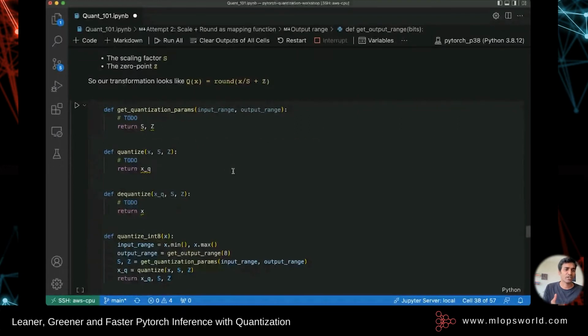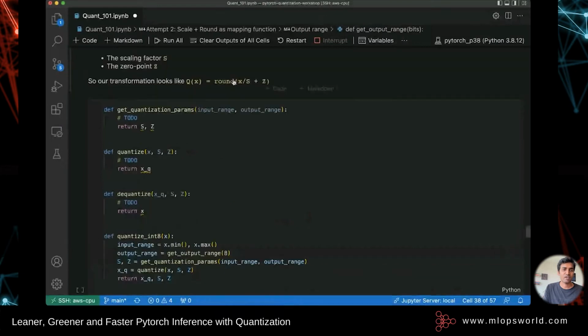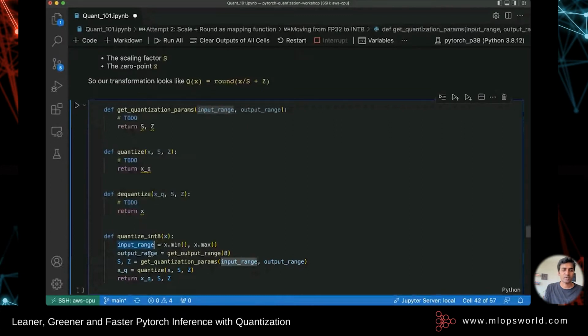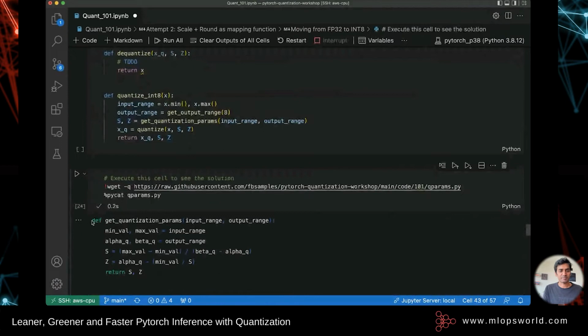And dequantize is the inverse transform of that. So given xq, you want to get x back. And finally, wrapping that all together, given a value, an FP32 value, you will first calculate the input range. You'll calculate the output range, which is based on our 8-bit quantization. Then you get the quantization parameters, which depend on the input and output ranges. Then you do the quantization function, and voila. So I'm going to do the same.